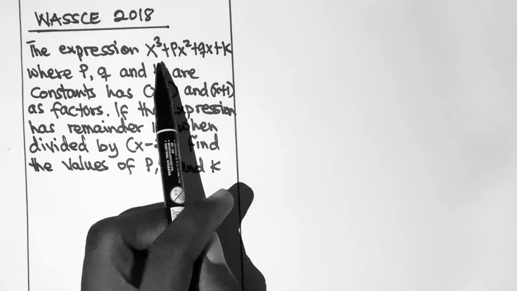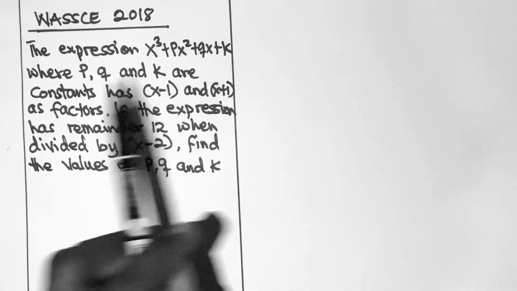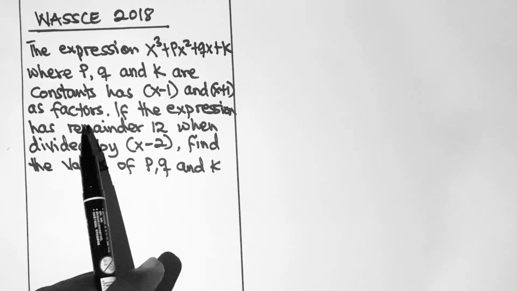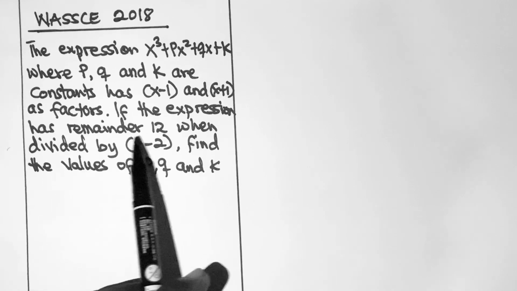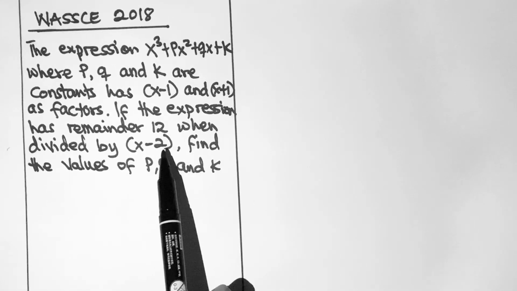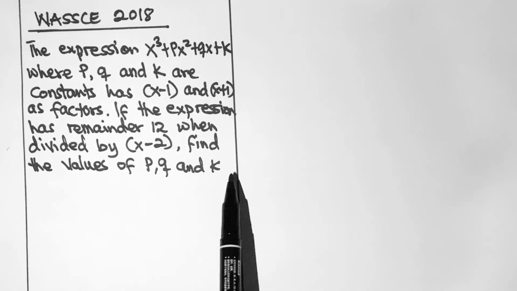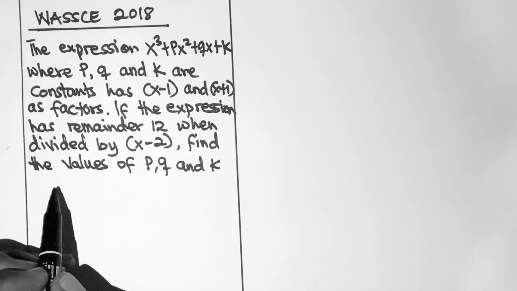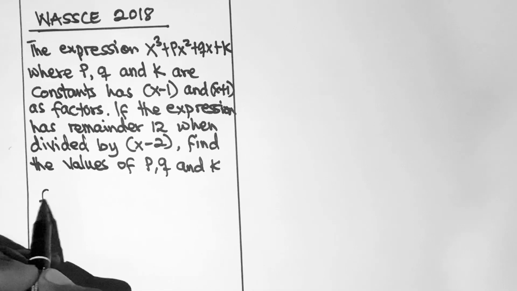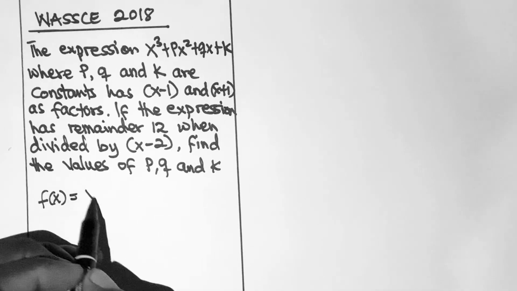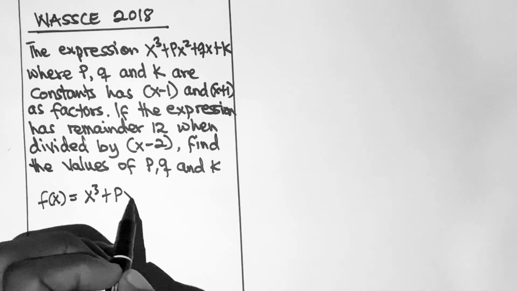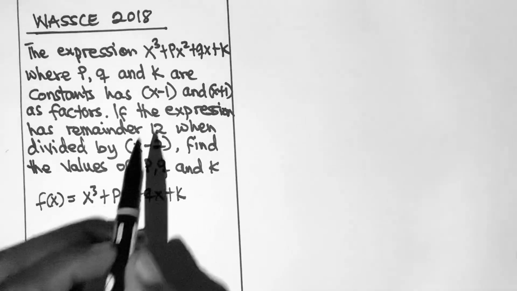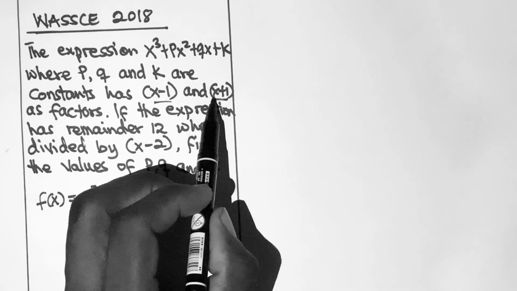The expression x cubed plus px squared plus qx plus k, where p, q, and k are constants, has x minus 1 and x plus 1 as factors. If the expression has remainder 12 when divided by x minus 2, find the values of p, q, and k. So this is similar to the previous example we did. Now, let f of x be equal to x cubed plus px squared plus qx plus k. So he says that x minus 1 and x plus 1 are factors.